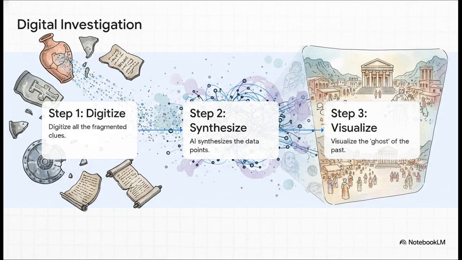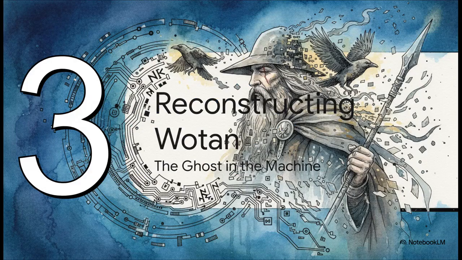And the whole process is just fascinating. First, you take every single clue, no matter how tiny, and you digitize it. You turn it into data. Then the AI just goes to work, synthesizing all these different data points, cross-referencing them in millions of different ways. And the final step? It generates a visualization, a coherent picture of this ghost that was pretty much invisible to us before. So what did this ghost in the machine actually look like?